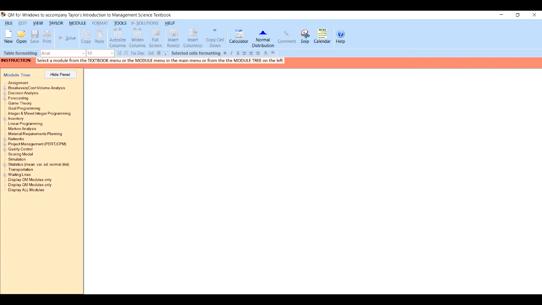We're going to do something similar here. We're going to look at these examples from multiple perspectives, both Excel and QM. But in this situation, we're going to start with QM. This is an investment example. This example can be found on pages 142, 143, 144, and 145 of the textbook.